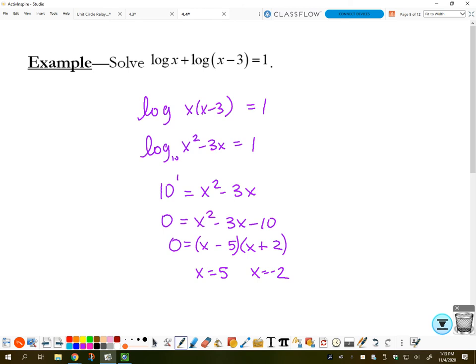Alright, so if we plug in the 5, we have log of 5, which is fine. And we have log of 5 minus 3, so log of 2, which is also fine. So we know this one works. If we plug in the negative 2, we're taking log of negative 2. Cannot take log of a negative. This one is garbage.